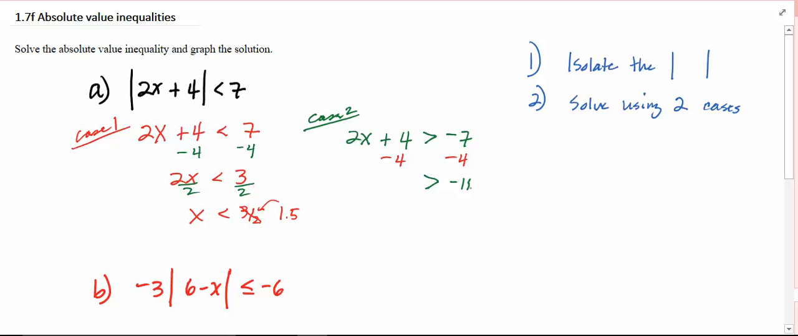So if I have -11 on the right, I have 2x. I'm going to divide by 2, divide by 2. Now notice I've not divided or multiplied by a negative, so I keep the symbols the same. That's going to give me x greater than -5.5.